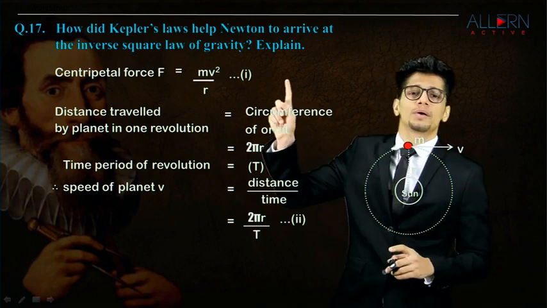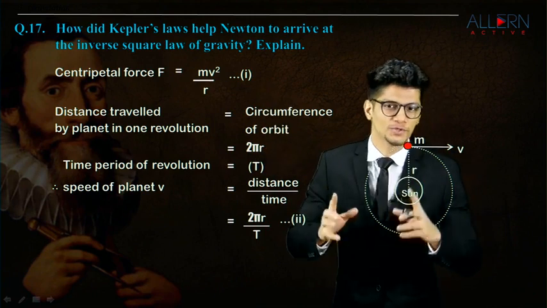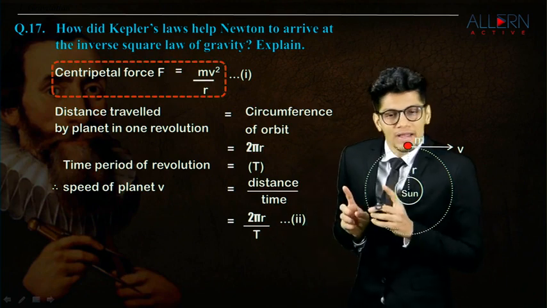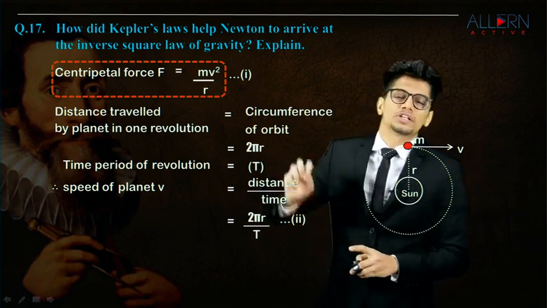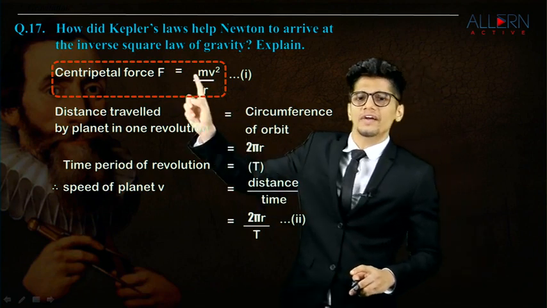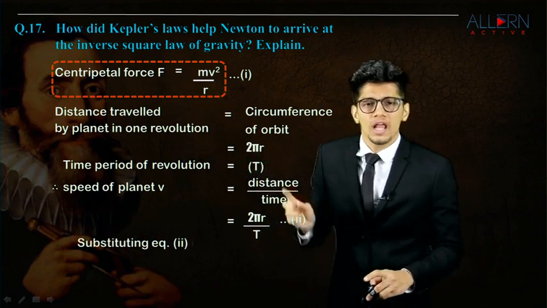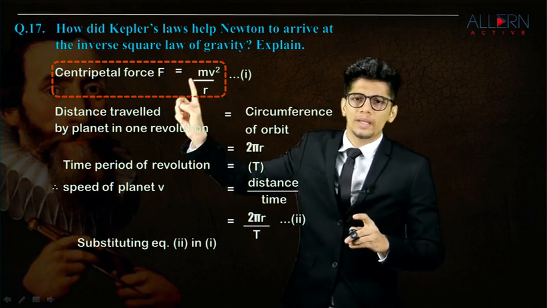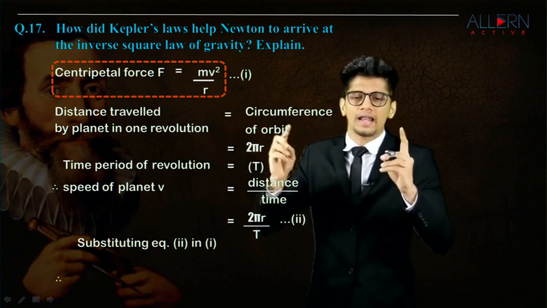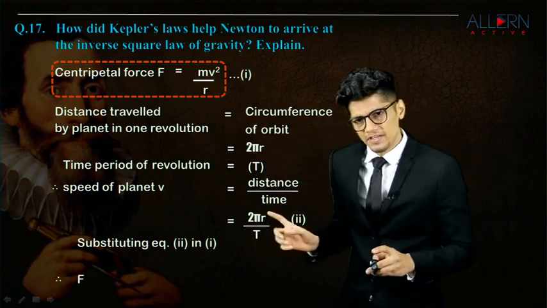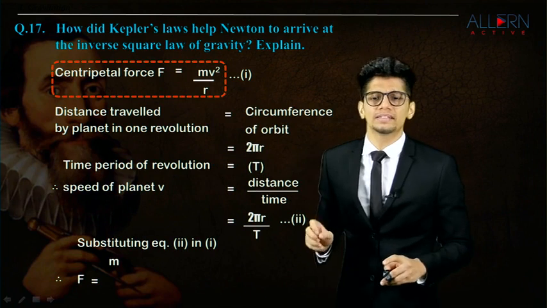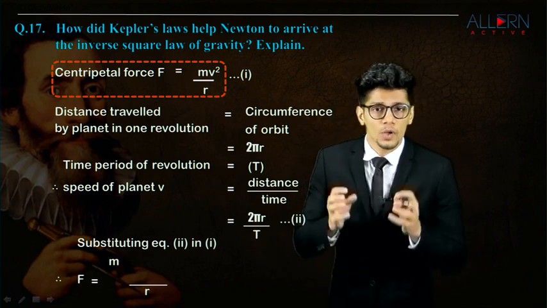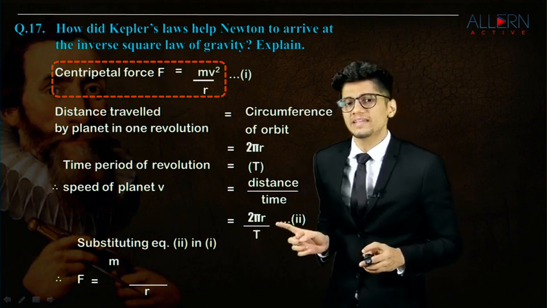Now, we have equation number 1 and equation number 2. So, what do we do now? We substitute the values. We'll substitute the value of v in equation number 1. So, what do we have over here? We have F is equal to mv square upon r. We just have to substitute the value of v square. We'll keep F, m and r as it is. So, let's write F is equal to m as it is and r as it is. What do we need to substitute? We need to substitute the value of v, that is 2 pi r upon T.